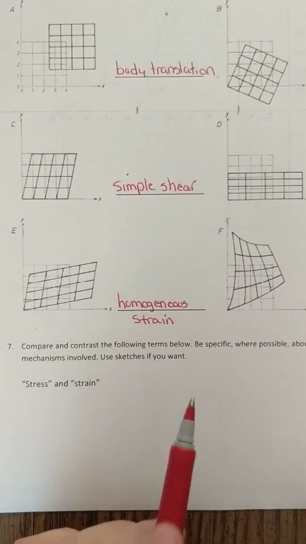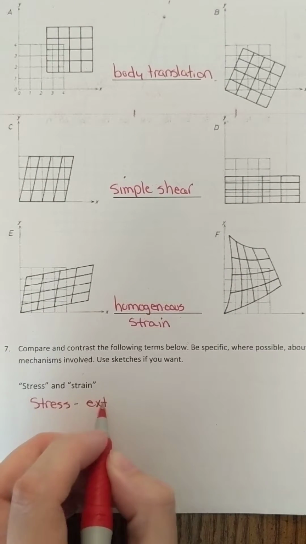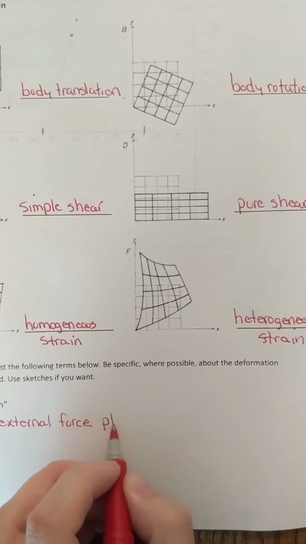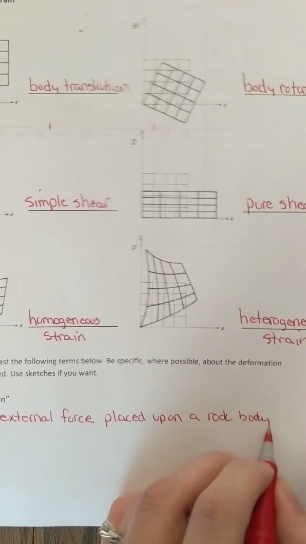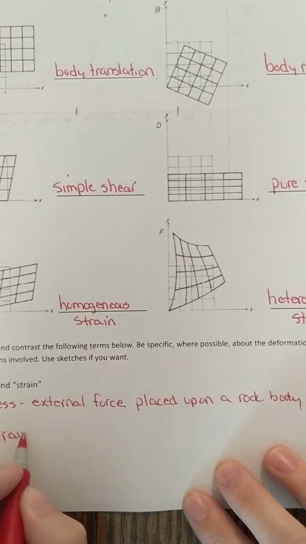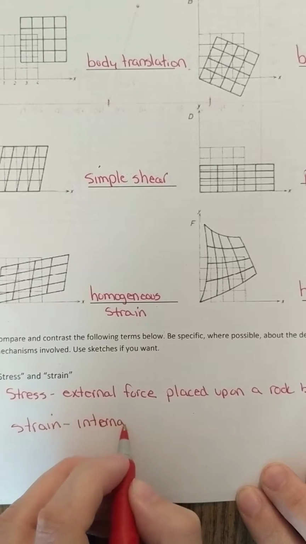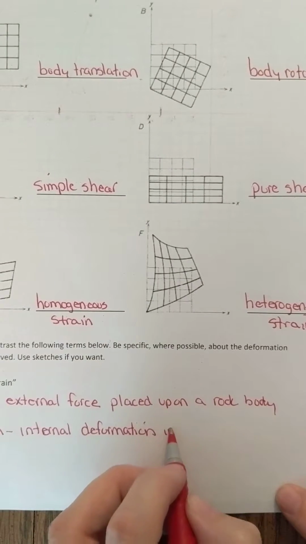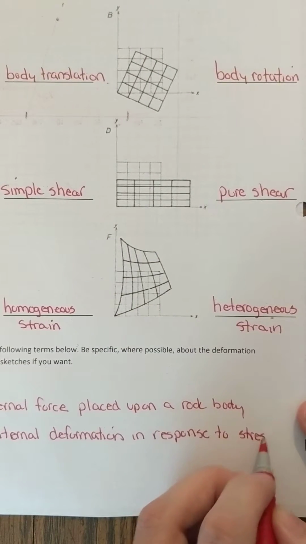All right, compare and contrast the following terms. When we're talking about stress, right, this is an external force placed upon a rock body. And basically strain is the internal deformation in response to stress. So that is that guy.